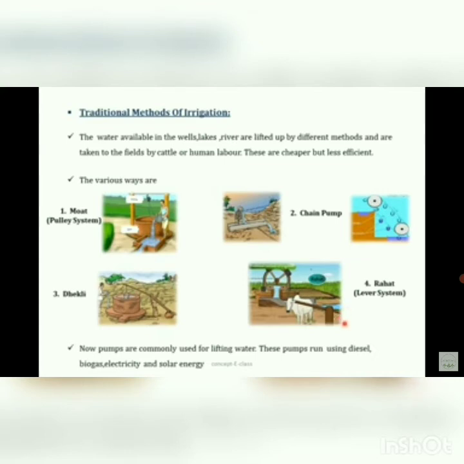When the wheel is moved by this animal, the water is directly drawn from the source. See, this wheel is immersed inside the source, and as the bull moves in a circular motion, the wheel also moves and takes in the rotation. Pumps are commonly used for lifting the water, and these pumps can be run with the help of biogas, electricity, and solar energy.